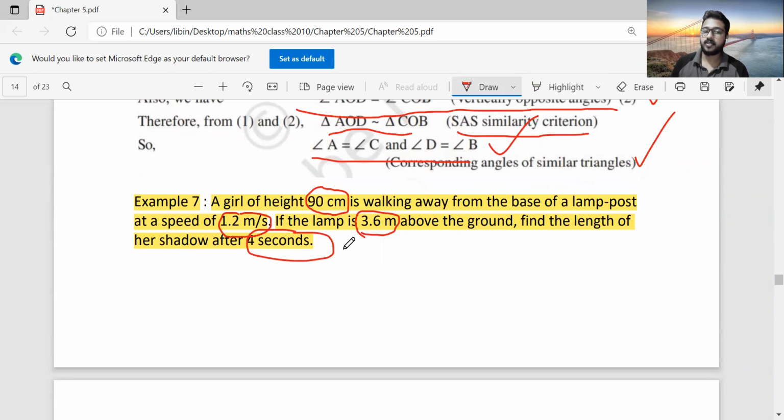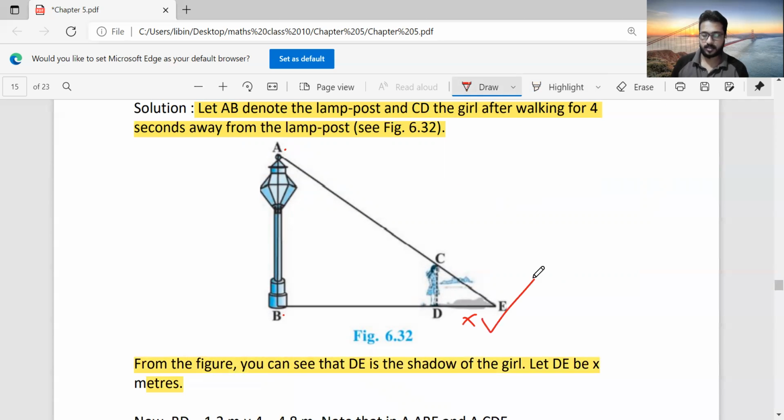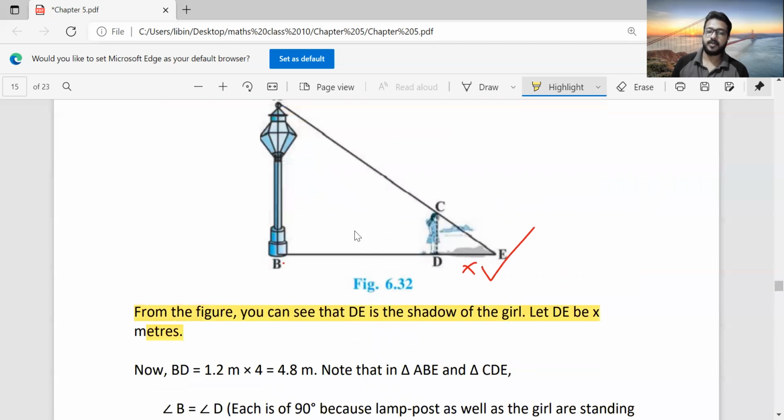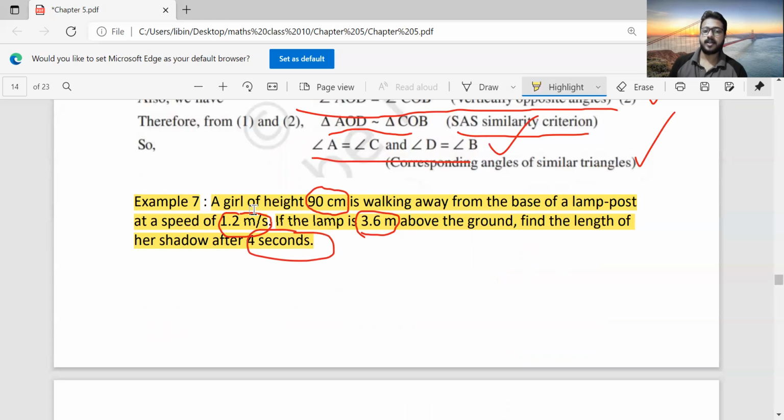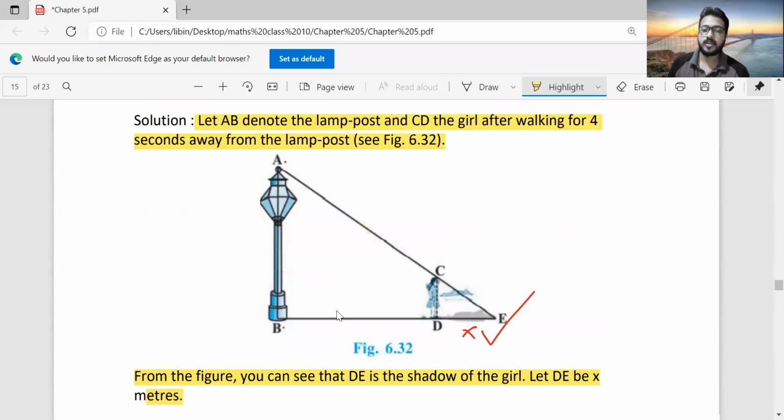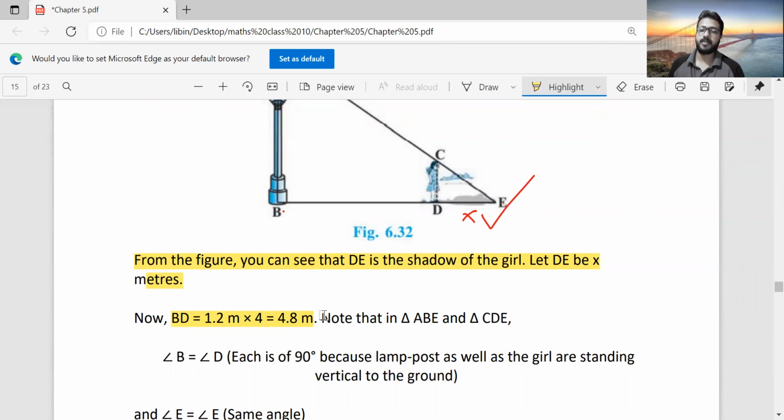Now, what was our question? We want to find the length of her shadow after 4 seconds. So we want to find X. Now look at the measurement BD. How can we find BD? BD is equal to 1.2 into 4. You know the equation of speed: speed is equal to distance by time. You are given the speed as 1.2 and the time as 4 seconds. So what is the total distance traveled by her? We can find it by multiplying 1.2 by 4. So 1.2 into 4 gives you 4.8 meter, which means the length BD is 4.8 meter.